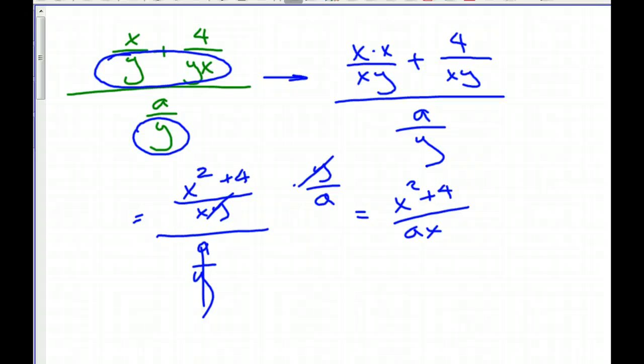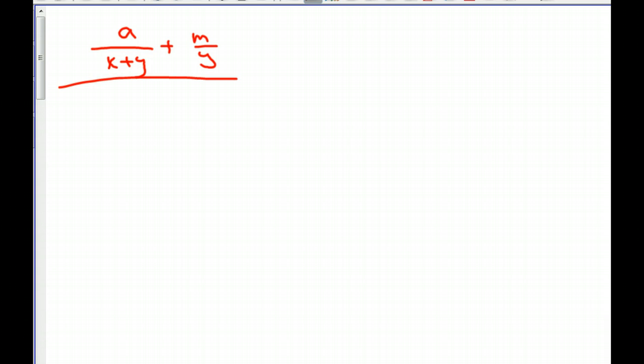All right, so let me give you one to try. Plus m over y, all over x over a plus m. Okay, so give that one a shot. See what you come up with. Give it a go.